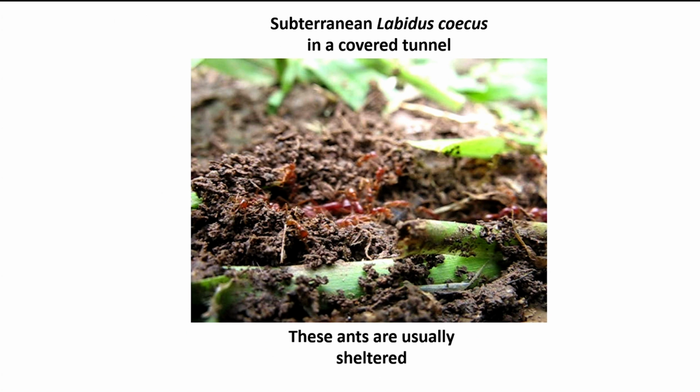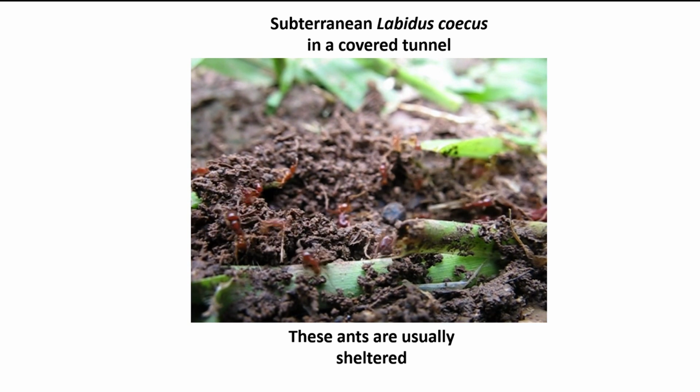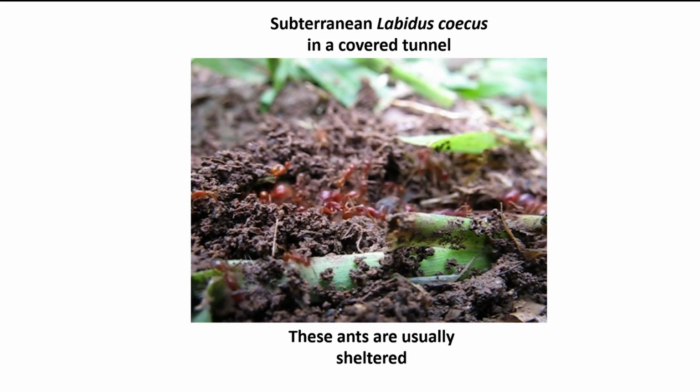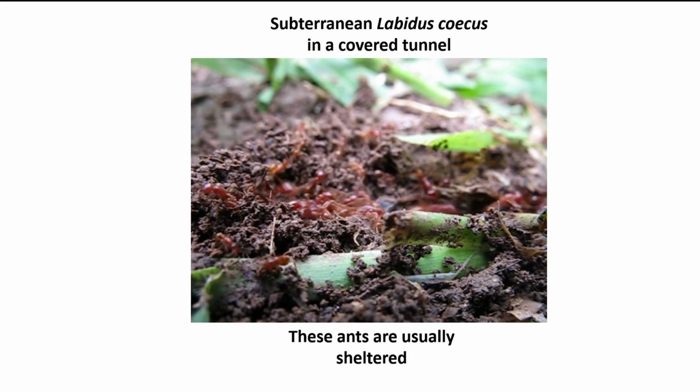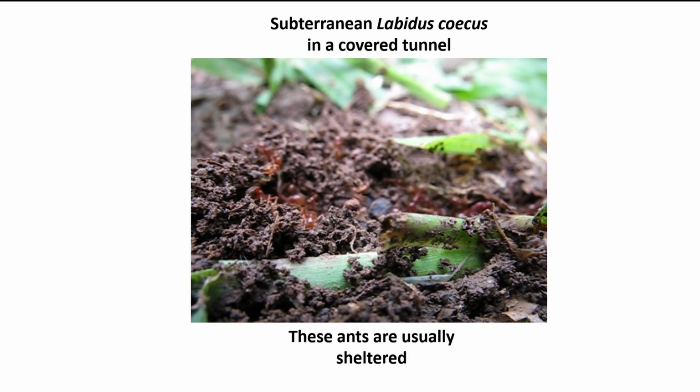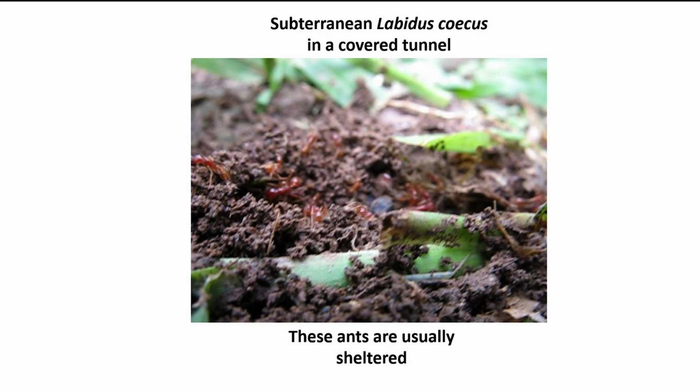In contrast, this is a subterranean species, Labidus. These are very rarely seen above ground, and here they've briefly come above ground, and you can see that they're frantically working to cover themselves with a little tube of soil. So these underground ants are usually sheltered from temperature conditions.